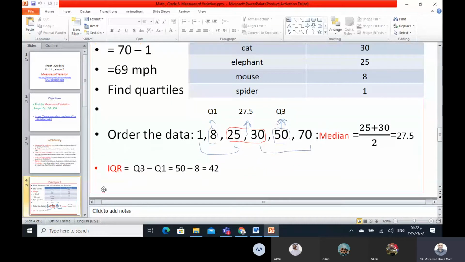How to find now the IQR? Interquartile range equals the third quartile minus the first quartile. The third quartile is 50 minus the first quartile, which is 8.